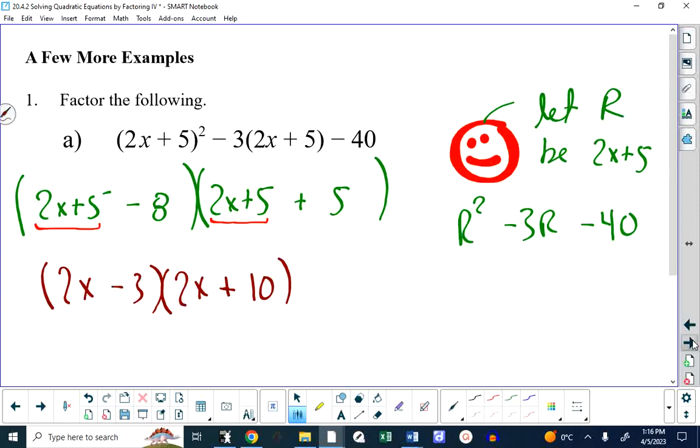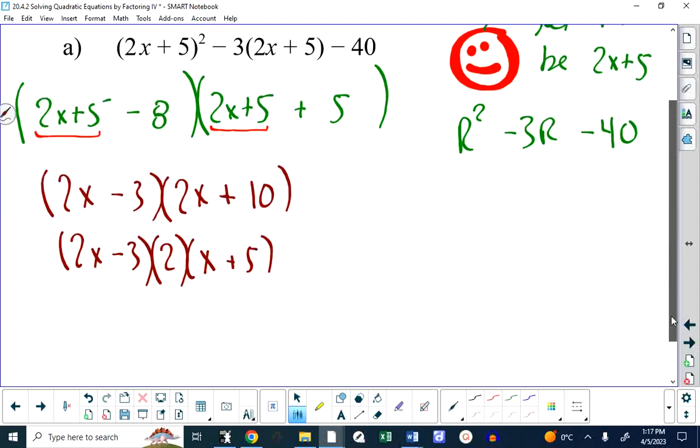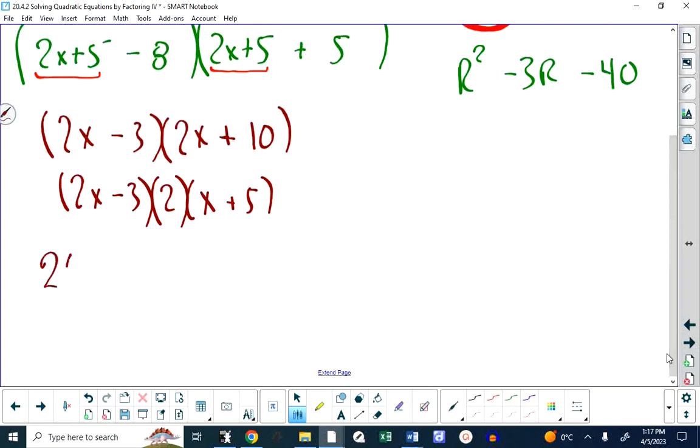Are we done? Why not? There's something you're taught about factoring in grade 10. What do we have to do at this point? Any ideas? Check for common factors. Right. And the second factor of 2x plus 10 has a common factor of 2. So we can take that 2 out. Now we have 2x minus 3 times 2 times, when we take the 2 out of 2x plus 10, we get x plus 5. And most people would write that 2 that we factored out in front.